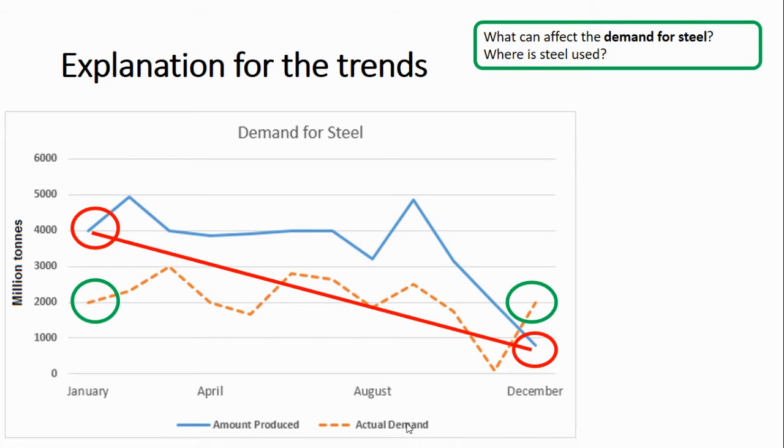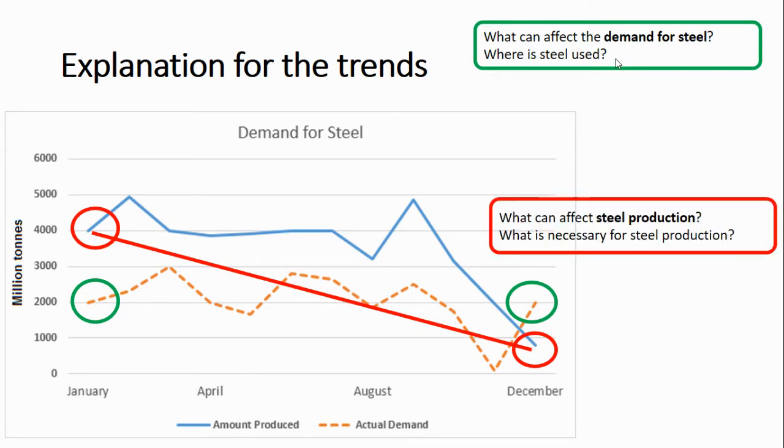What affects or what can affect the demand for steel? So where is steel used? What do we use steel for? And also, what can affect steel production? So two things: what can affect the demand for steel and what can affect the steel production, right? Because we need to explain why the amount of steel produced has dropped and why the demand remained the same.